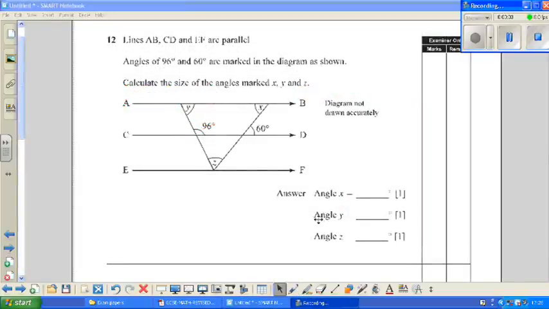Okay, so here's another one to have a go at, question 12. It's about parallel lines, so have a look at that, have a go at it, and we'll go through the answers in a minute.